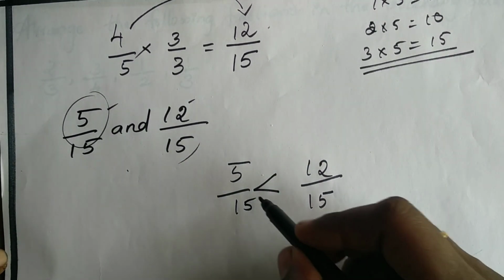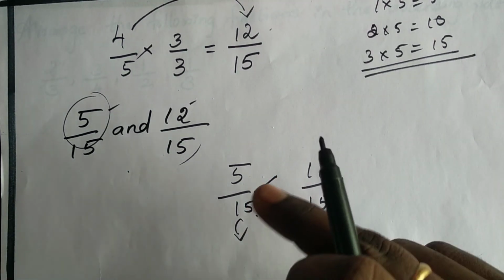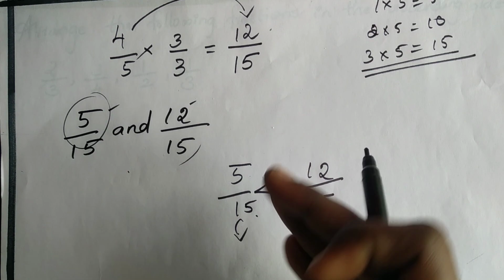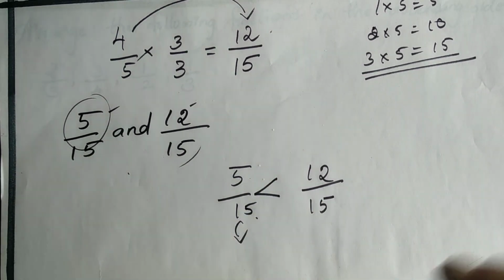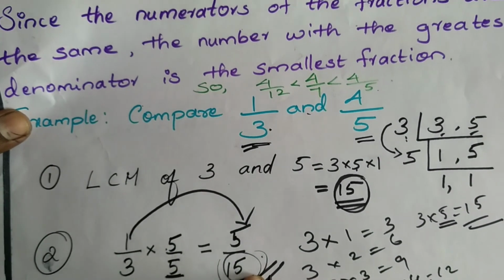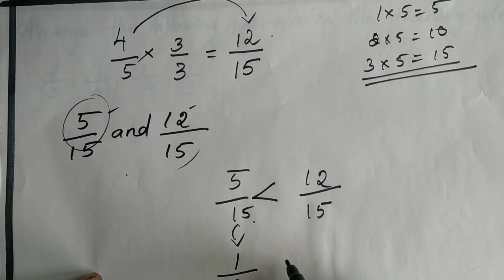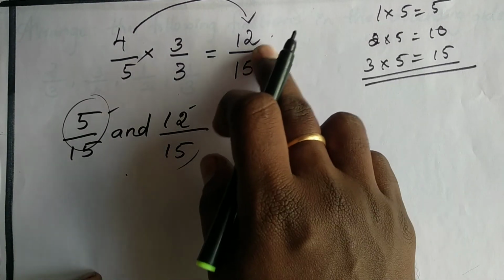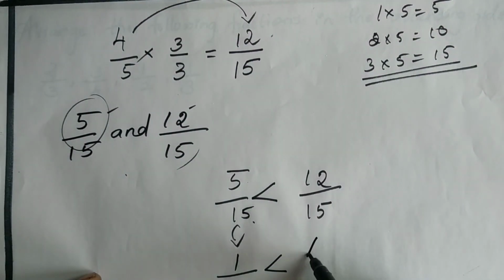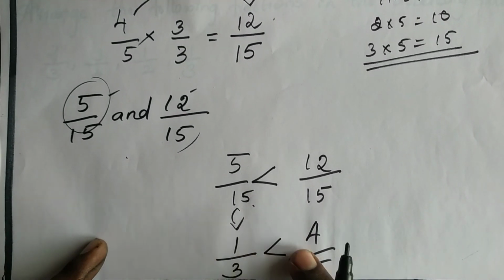But what is the original form? 5 by 15 we converted to like fraction. Before, what is in the question? What they given? 5 by 15 is equal to 1 by 3. So 1 by 3, instead of 12 by 15, 4 by 5. So 1 by 3 is less than 4 by 5.